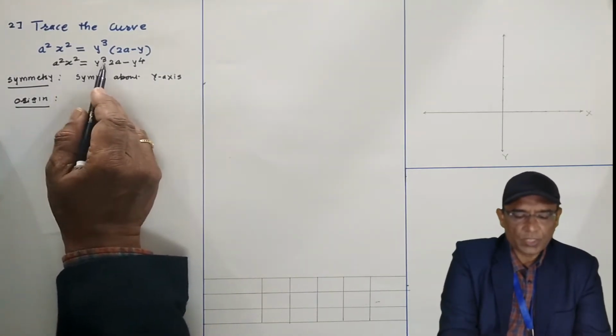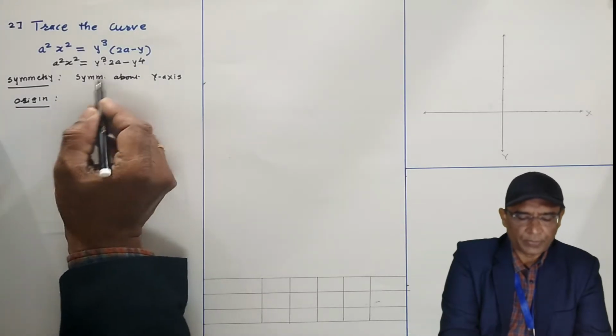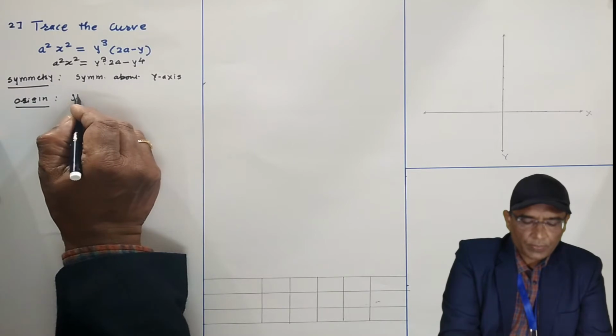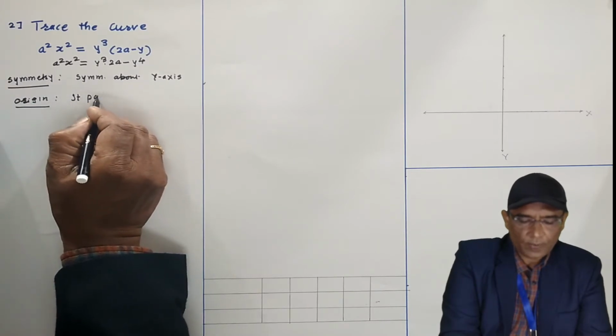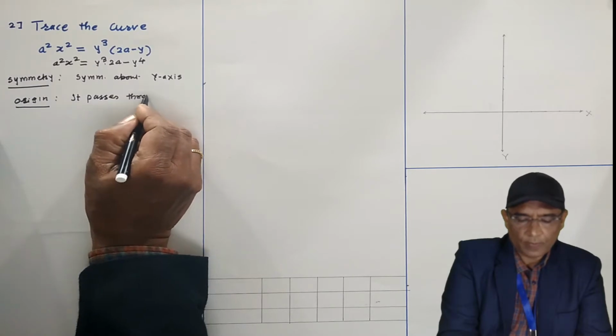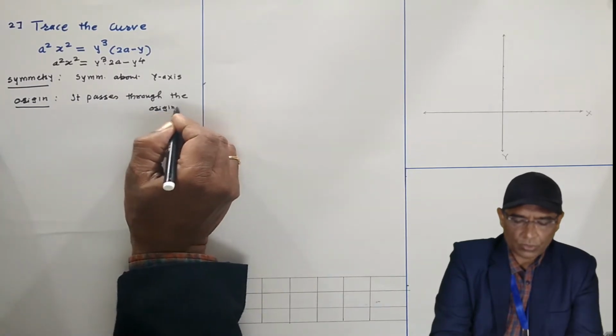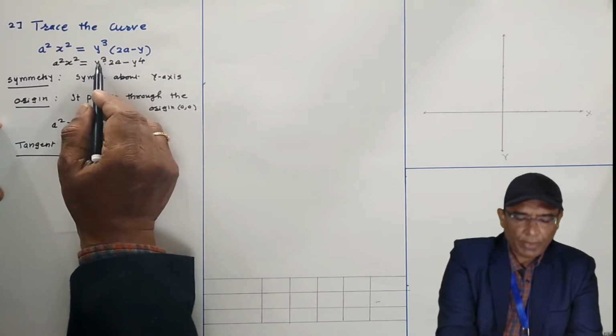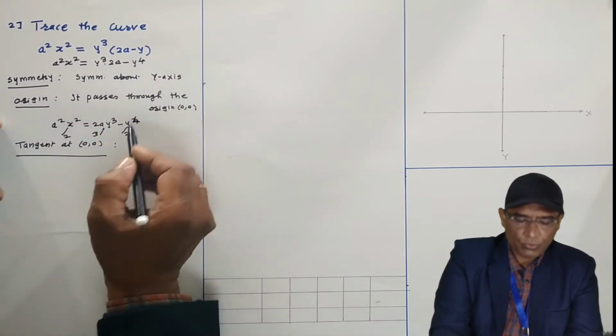This is a variable term, this is a variable term, this is a variable term. It does not contain a free constant term. Therefore, the curve passes through the origin. The coordinates of the origin are (0, 0). We have a²x², 2ay³ and y⁴.